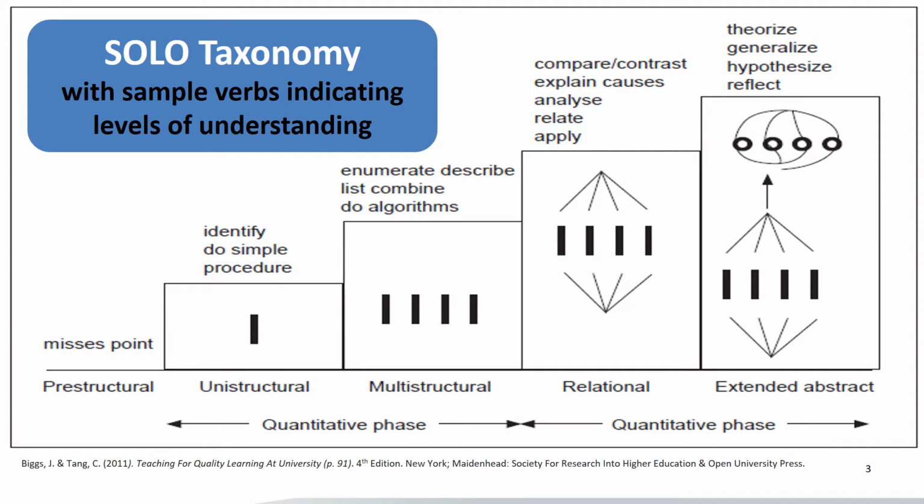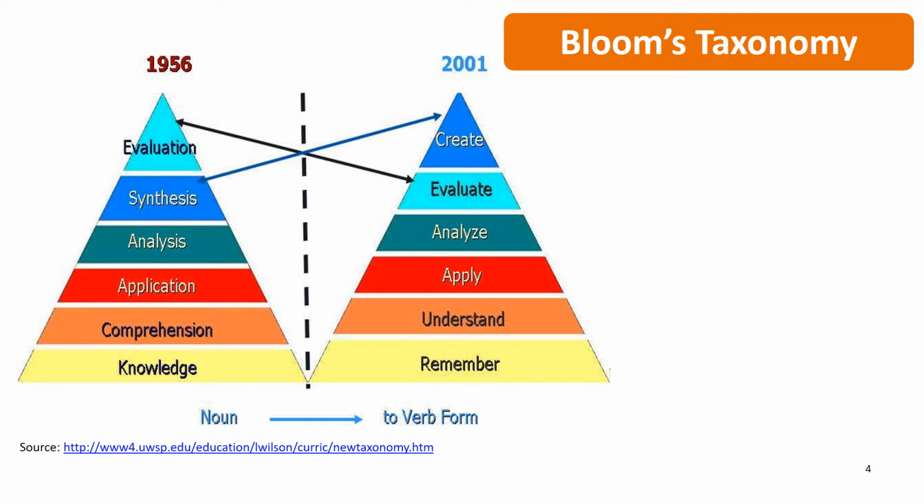In this diagram by Biggs and Tang in 2011, what they have done is to map sample verbs against the Solo levels to indicate the levels of understanding. Does the use of these sample verbs remind you of a certain other taxonomy we are more familiar with? Were you thinking about the Bloom's taxonomy?